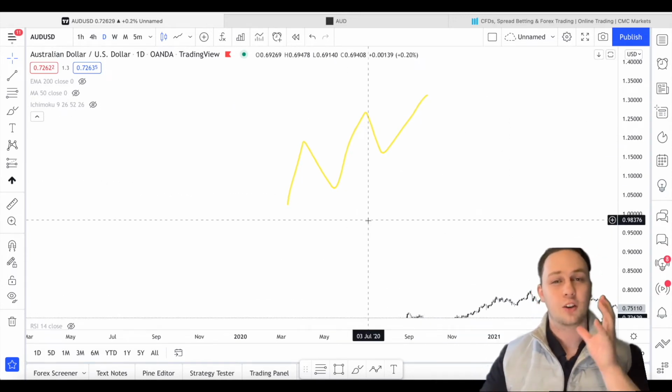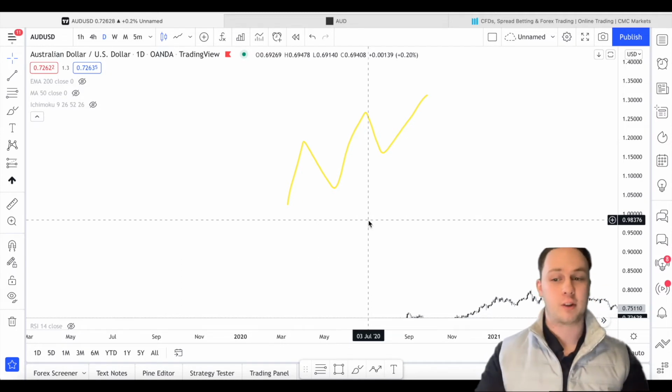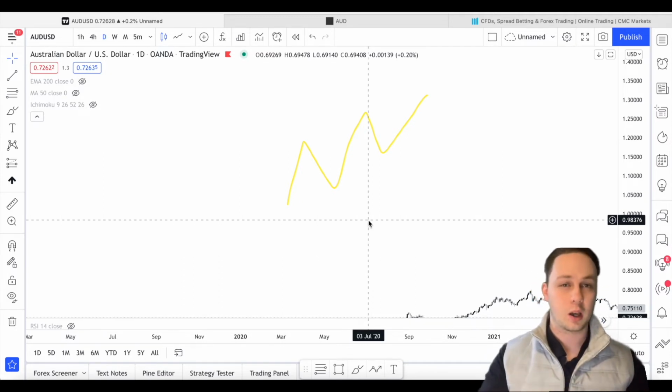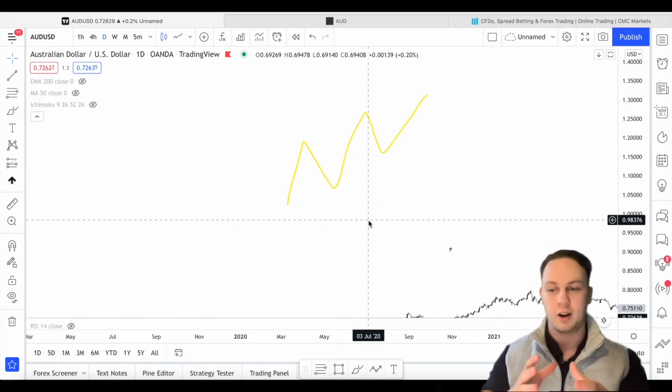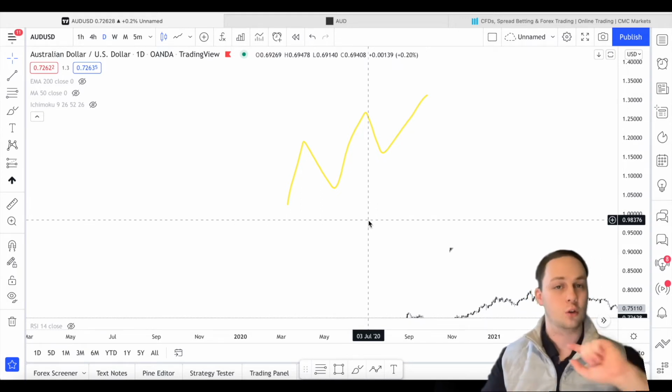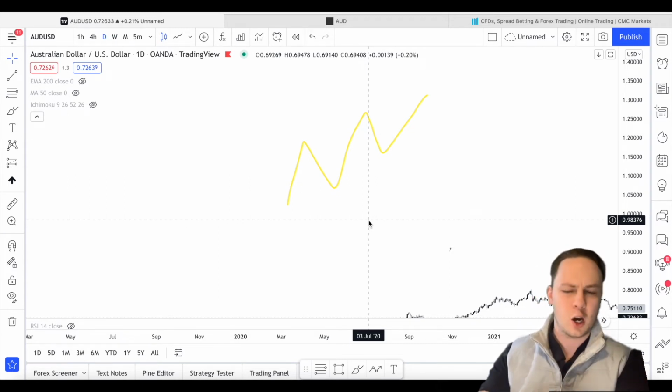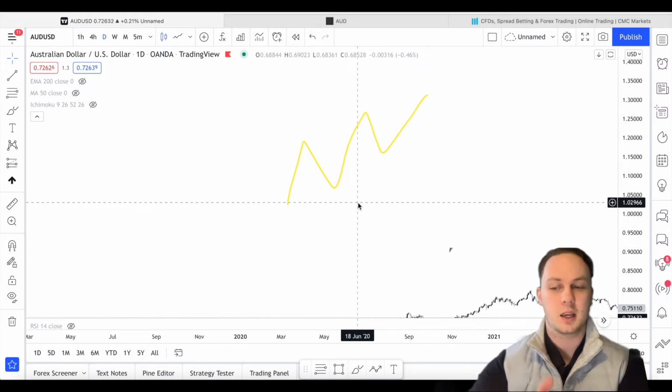You always go with the trend. If you counter trend trade, so if you sell in a buy market, you're going to lose your money even quicker. So you always want to trade with the trend. If the market is moving upwards, you're looking to buy it. If the market's moving downwards, you're looking to sell it. So tell me, where would you look to buy this particular trend?